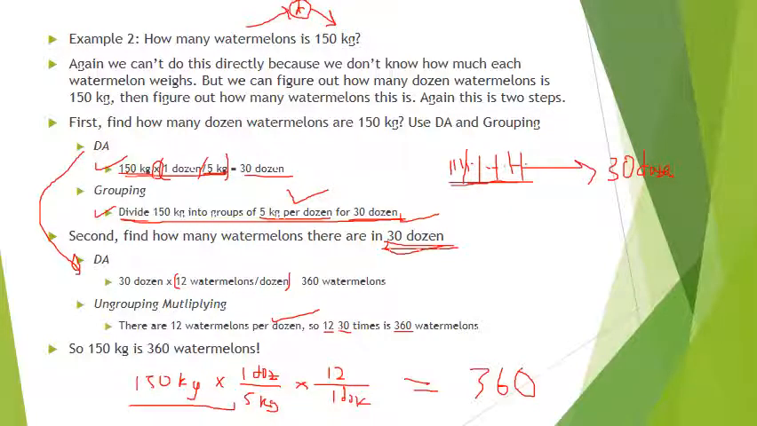Now, so you're doing 2 steps. You do this step and this step. I broke them up into this and this. Again, what concerns me is you get the right answer, so 360 watermelons, and you show me your work. You could use the ratio method, you could use the grouping method, you could use dimensional analysis.